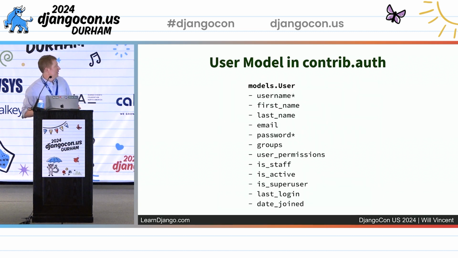All right, so these are the fields that are on auth.user. And there's 12 of them. You can see back on GitHub the initial commit where Adrian Holovaty brings it over from SVN.